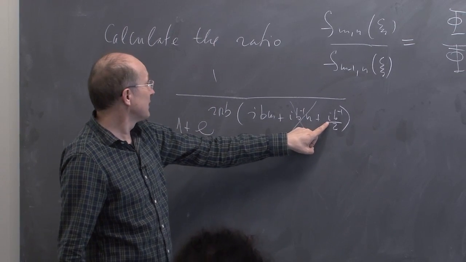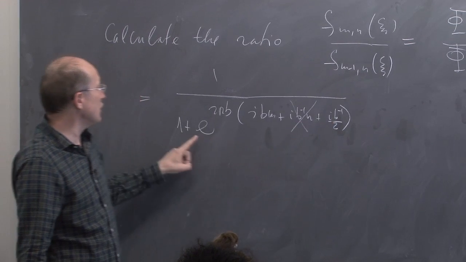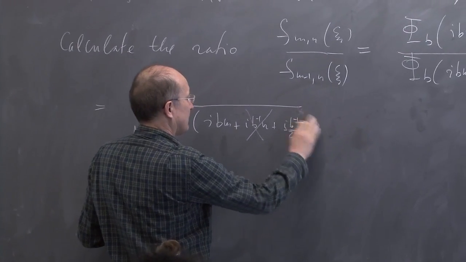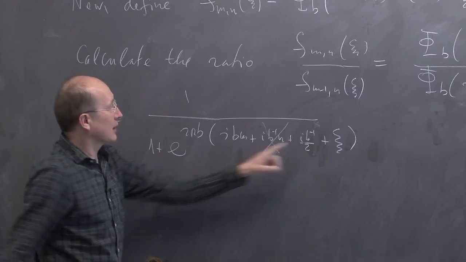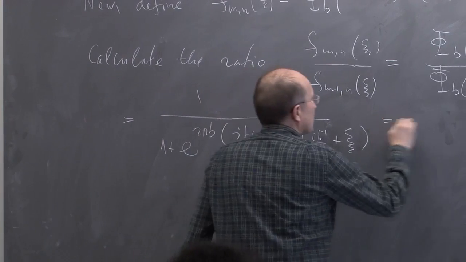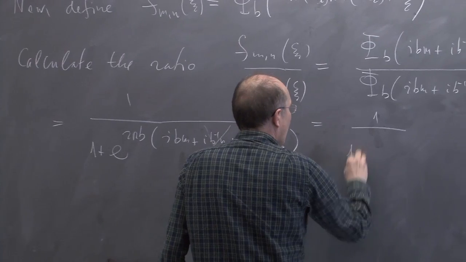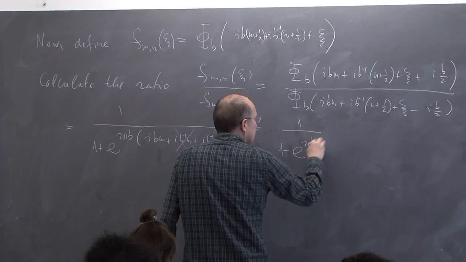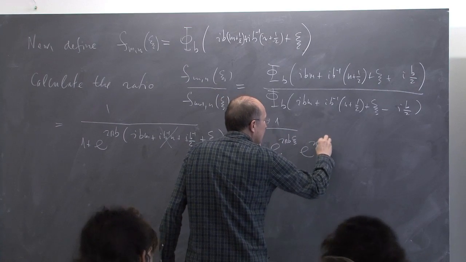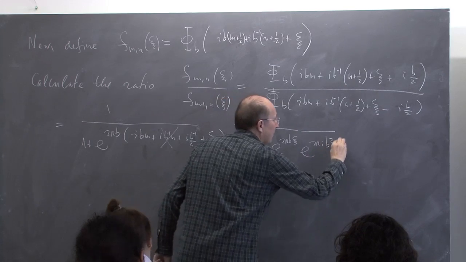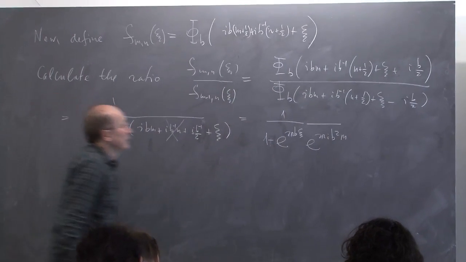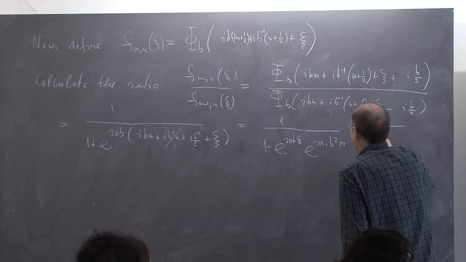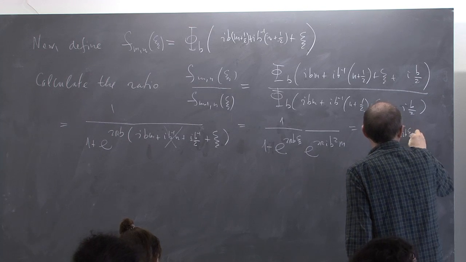And something is missing here, right? Xi. This will change the overall sign. So eventually we will have 1 plus minus e^(2 pi b xi) times e^(2 pi i b squared) times m. And this I'm going to write in the form of 1 over (1 minus e^(2 pi b xi) q) to the power m.